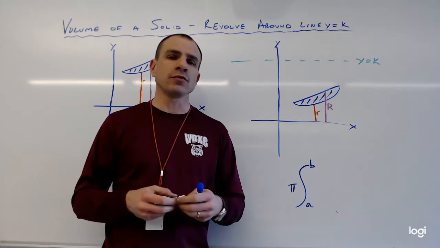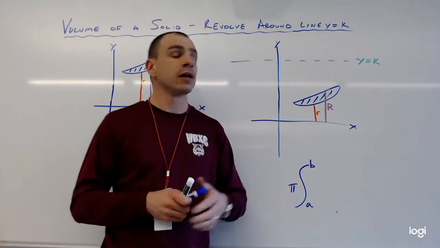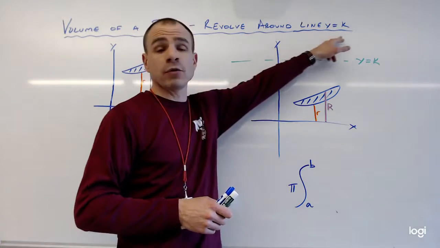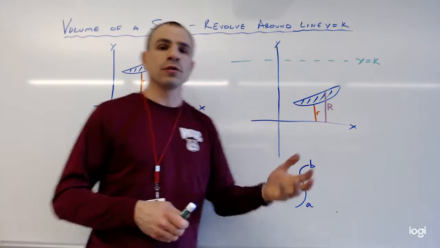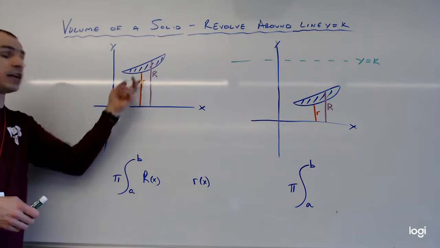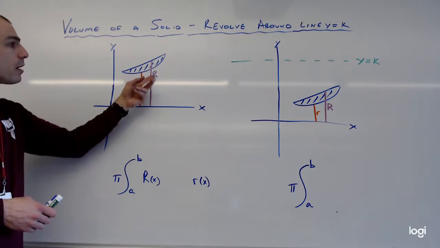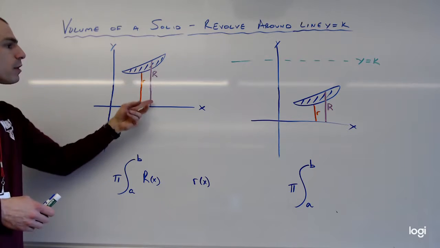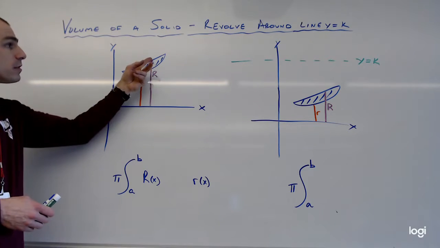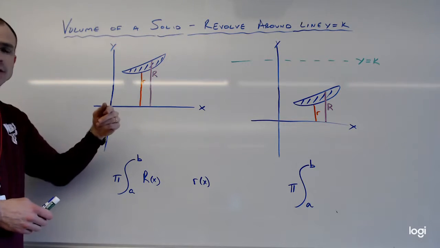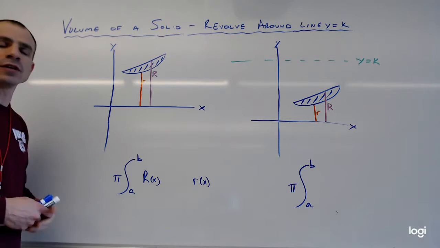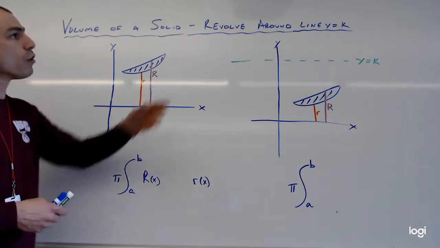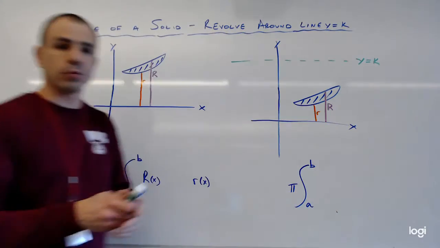So let's look at the situation of what if it's a horizontal line, y equals k, something other than the x-axis. So in this first situation, we have our same idea as before. Capital R is the radius if we were going from the function, which represents the upper function, to the x-axis, and then lowercase r, that's our radius from the lower function, the smaller function, to the x-axis. We're going to go around the line y equals k. So let's put in that line.